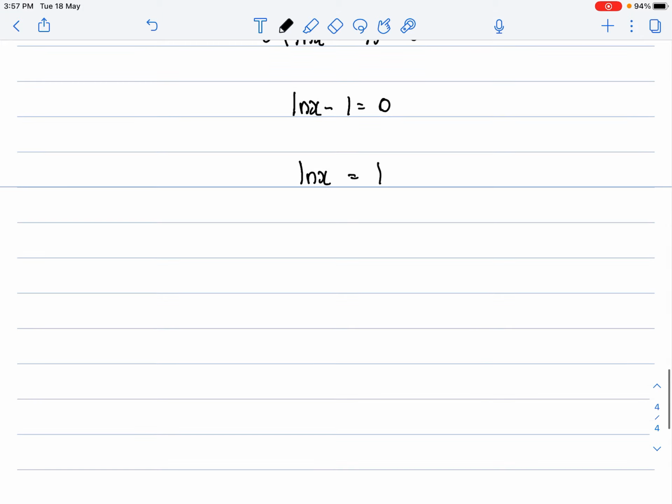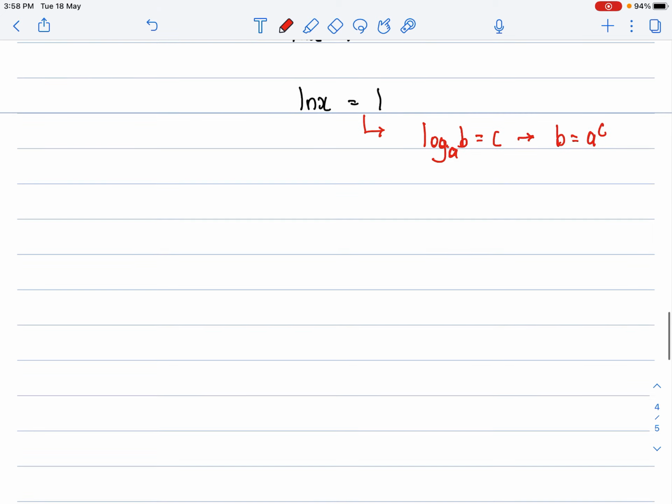Got it? Now I know a log property which I can use: log of b with the base a equal to c can be written as b equals a raised to c. Correct? This is what I can write. I know the base of ln is e, so I can write this as x equals e raised to 1.